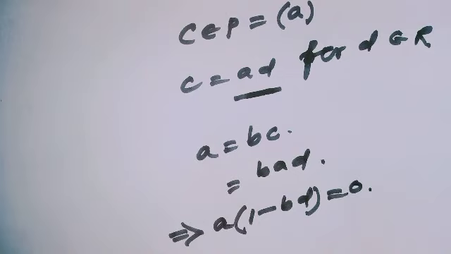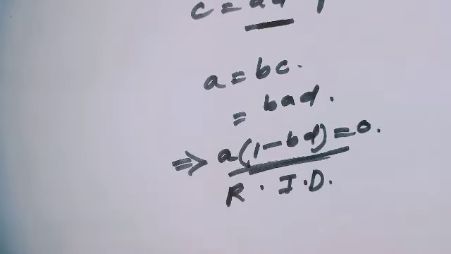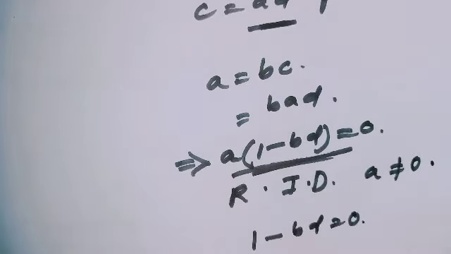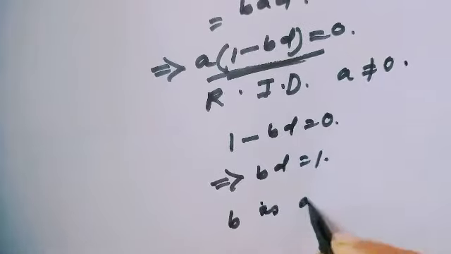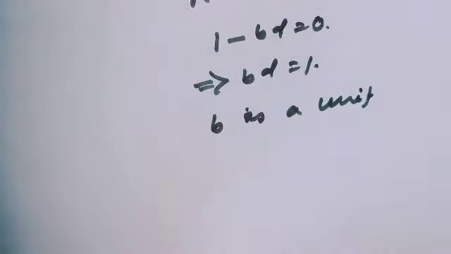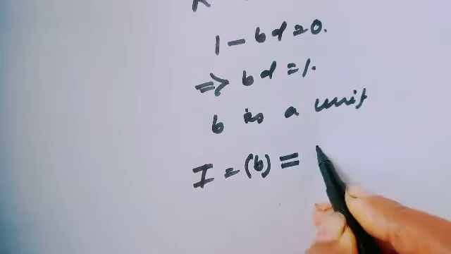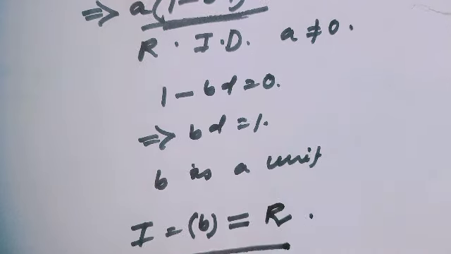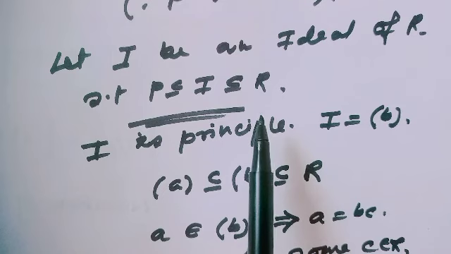And since R is a PID, that means obviously R is an integral domain. Therefore, from this line, since I have assumed a not equal to 0, obviously 1 minus bd equals 0. And that implies bd equals 1. That means b is a unit. We all know, since I equals the ideal generated by b, and since b is a unit, this is actually equal to the whole ring R. So I equals the whole ring R. That means our assumption is wrong. That means there exists no bigger ideal between the ideal P and the ring R. That means the ideal P is obviously a maximal ideal.